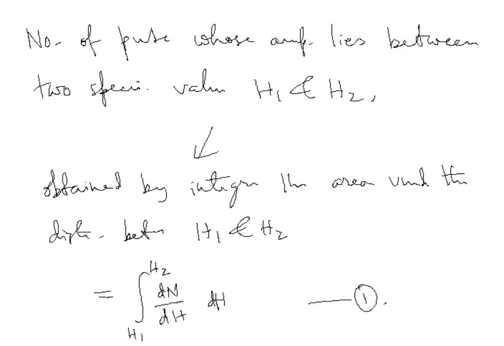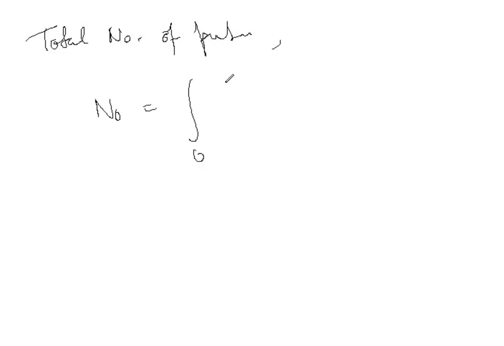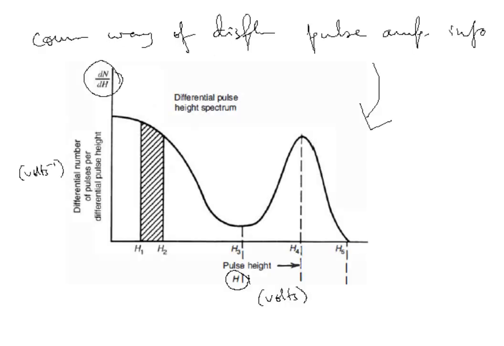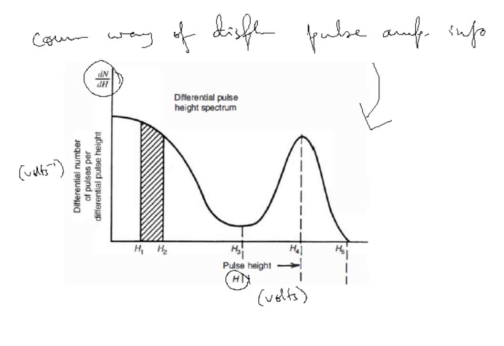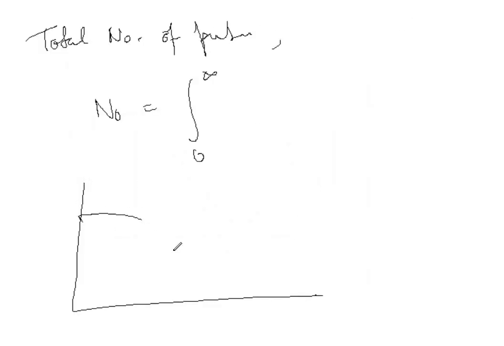Now the total number of pulses represented by the distribution, basically N0, we can obtain by integrating the area under the entire spectrum. This is just the differential part, and what about the integral part? The integral part is basically the entire area.